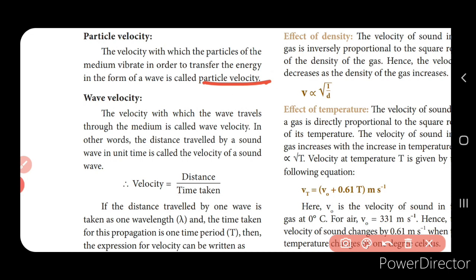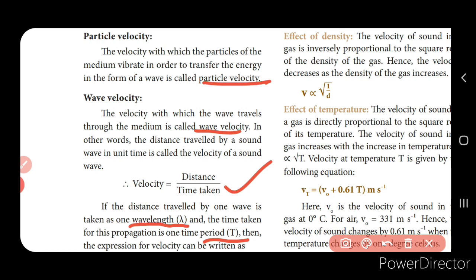Now what is the wave velocity? The wave moves, right? The particles together as a wave move through the medium, isn't it? So it is called the wave velocity. Now we know the formula for the velocity, isn't it? Velocity is equal to distance divided by time. Here the distance of one wave is considered to be 1 lambda, because it is traveling in the form of a wave, and the time taken is taken as T.